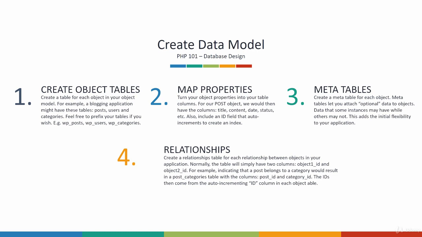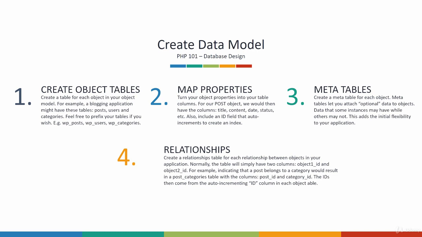So turn the object properties that you laid out in your object model into the columns in your object table. So for our post object, you would have a table named posts, and the columns in that table would be title, content, date, status, etc. You also want to make sure to include an ID field that auto increments, and I'm going to get into showing you how to do all this in the code. But you want to create an ID field that auto increments.